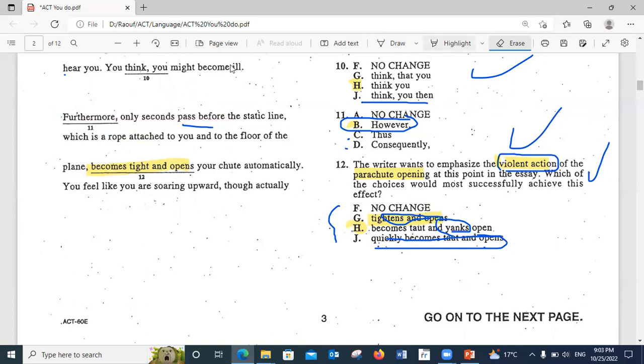Here we have a sentence telling you that you think you might become ill, which is something negative. The other sentence says only seconds pass before the static line, which is a rope attached to you and to the floor of the plane, yanks and opens your parachute automatically, which means you're not sick. You are jumping, you are using the parachute, you are flying, you are not sick, which is opposite to the sentence before.